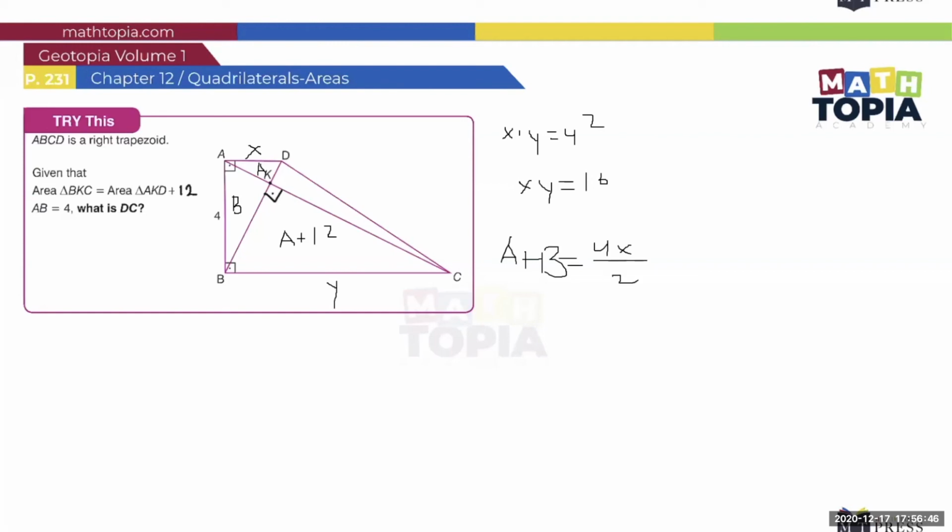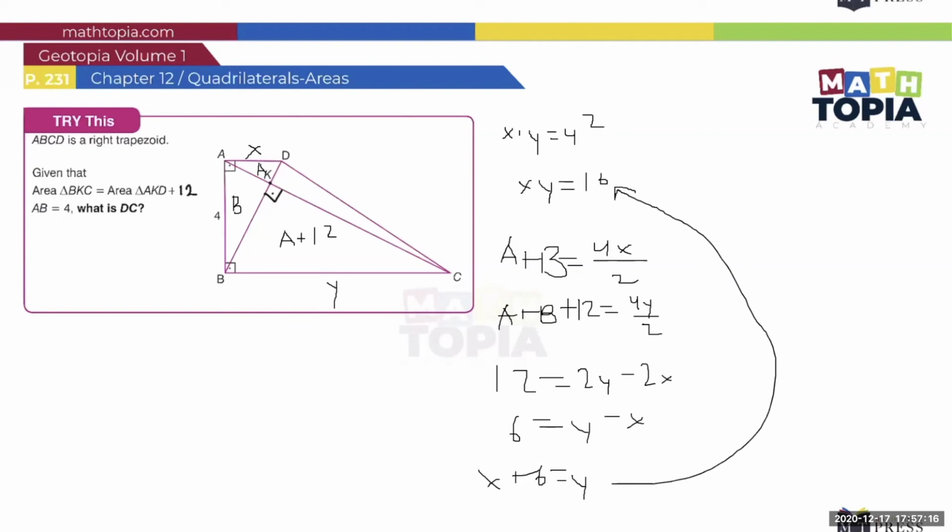And the area of ABC, which is A plus B plus 12, is equal to 4 times y over 2, right? So now if we subtract these two equations, 12 is equal to 4y over 2, which is 2y, minus 2x, right? So we have 6 is equal to y minus x, or x plus 6 is equal to y. So now we can plug this back into xy is equal to 16, and we get x times (x plus 6) is equal to 16.